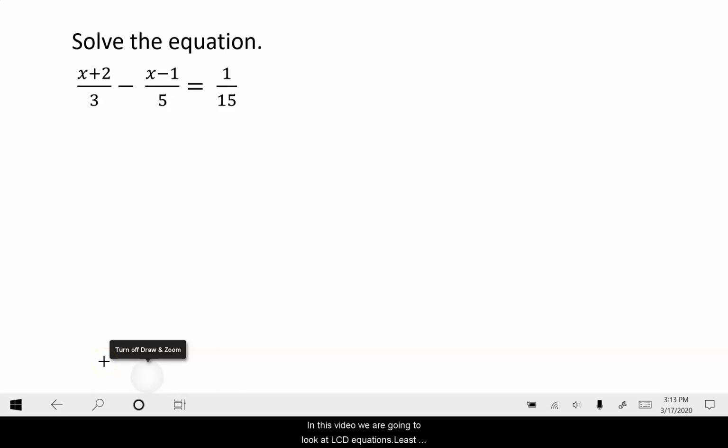In this video, we are going to look at LCD equations, so least common denominator equations. We need to solve for x, but the first thing we need to do is find the least common denominator. In this case, we have 3, 5, and 15. We need to list all the multiples of 3, 5, and 15, and find the smallest one that they have in common.